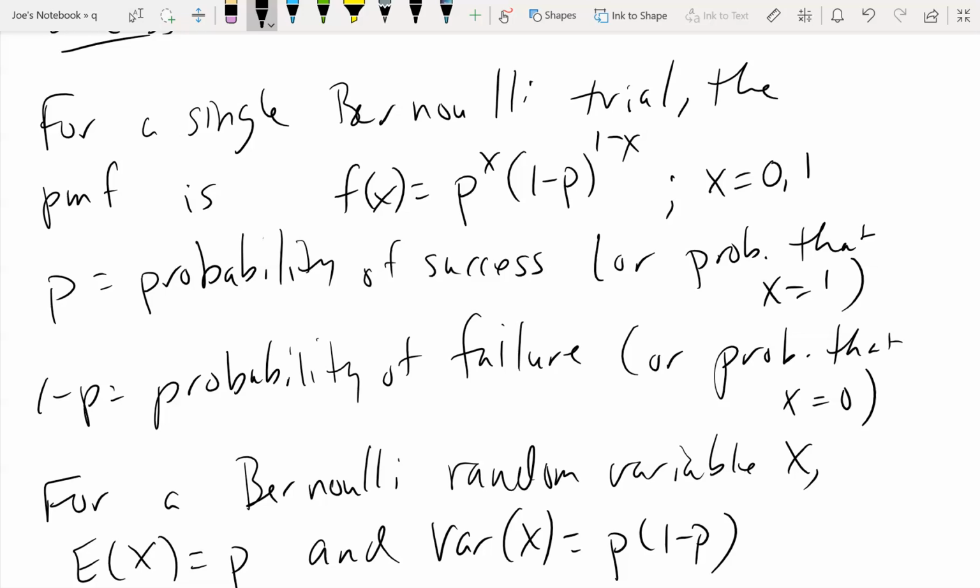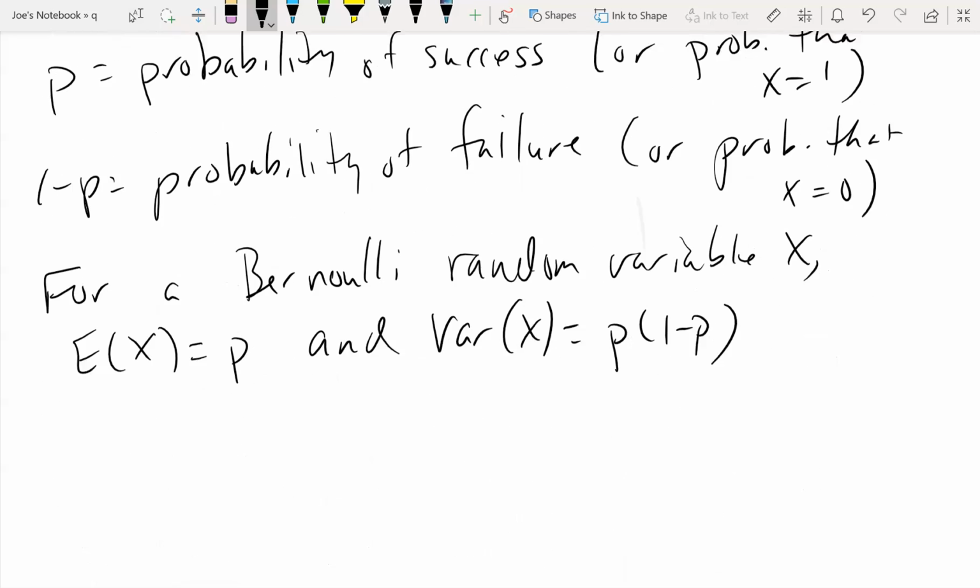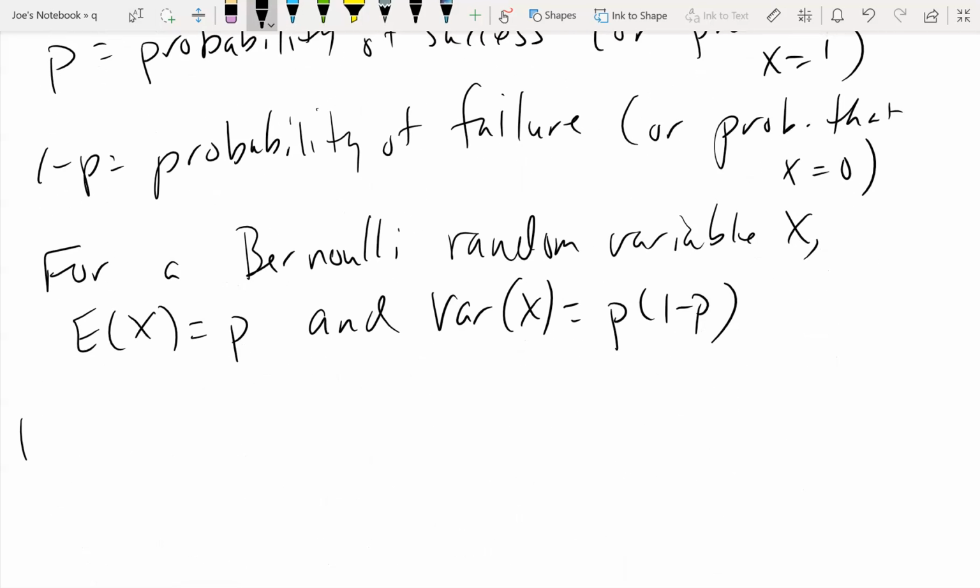All right. So basically what the Bernoulli random variable does is it gives us the foundation to build up what's referred to as the binomial distribution. So let's talk about that for a minute or two.